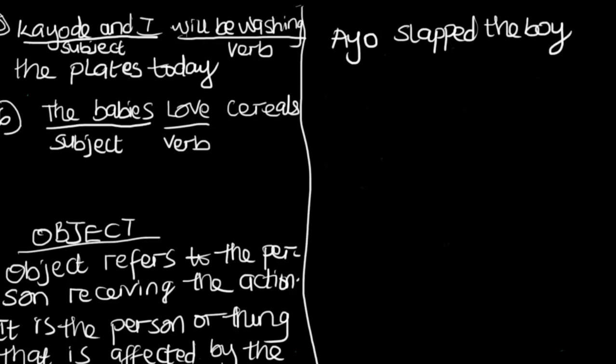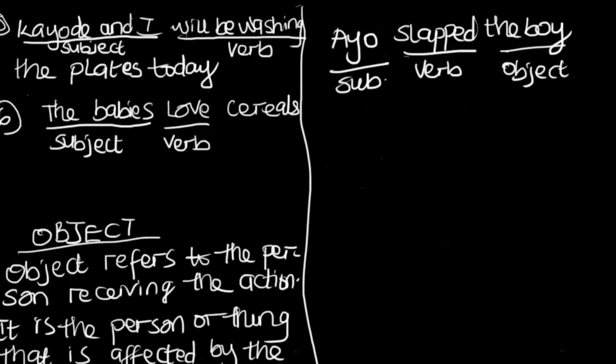Ayo slapped the boy. We know what action is being performed. We know it's slapped, right? So we say slapped is the verb. Who is doing it? Who is performing the action? Ayo. So Ayo is the subject. Now, who is receiving that action of slapping? Who is being slapped? That's the best question. Who is being slapped? The boy. So the boy is the object. He's the one that is receiving the action.